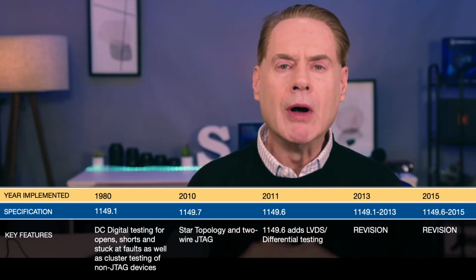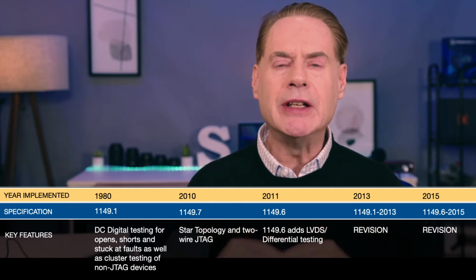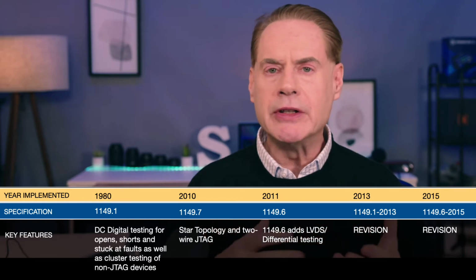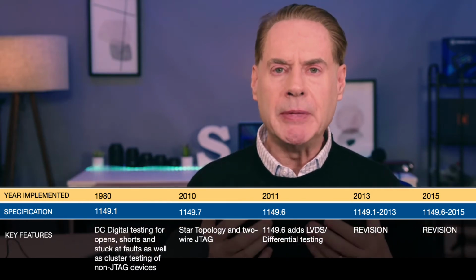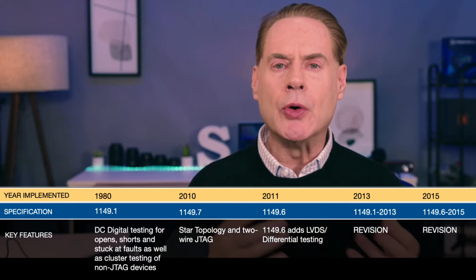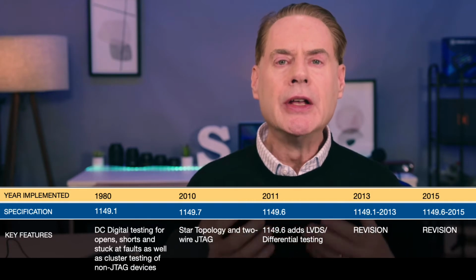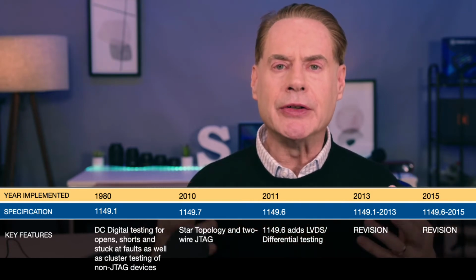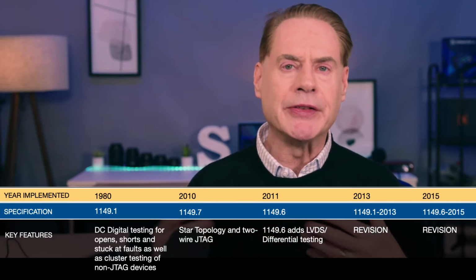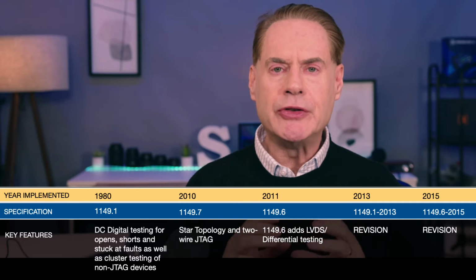world. So 1149.1 was the first specification for DC testing, and the idea is ones and zeros manifested on the pins of the device can be used to check for opens, shorts, and stuck-ats, either between pins or between devices. So the whole idea is you can build up very complex test vectors using pins and manifesting and reading values. So 1149.1 was digital.